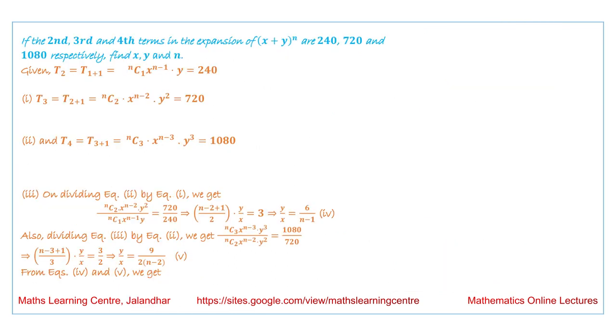Now next we have: if the second, third and fourth terms in the expansion of (x plus y) raised to the power n are 240, 720 and 1080, then we have to find the values of x, y and n.